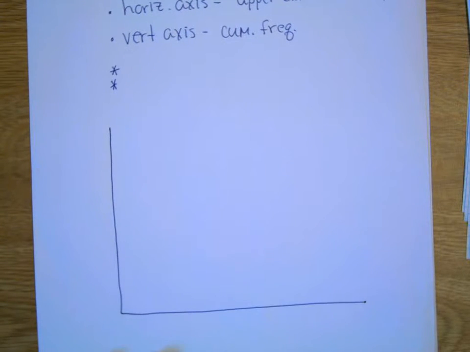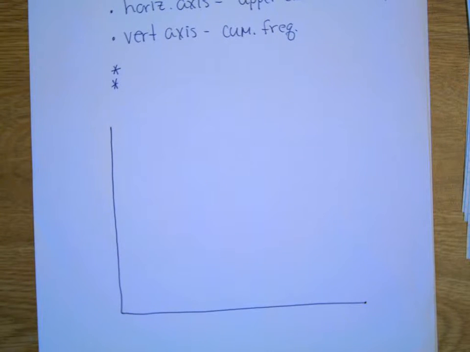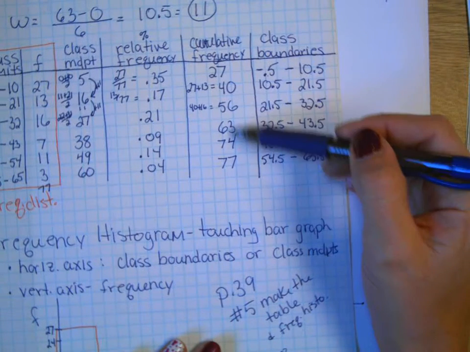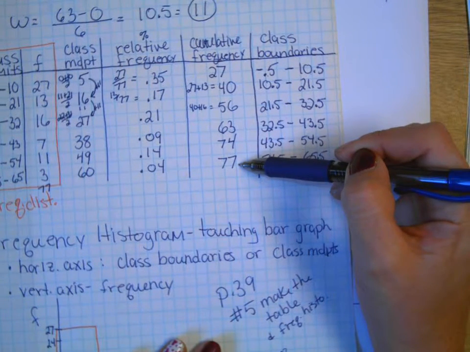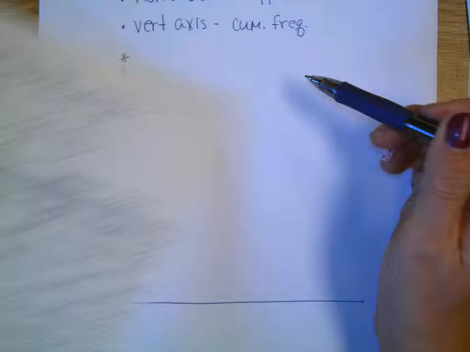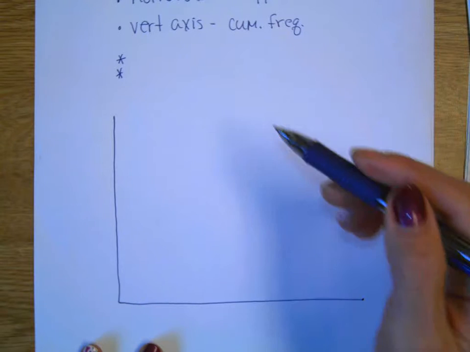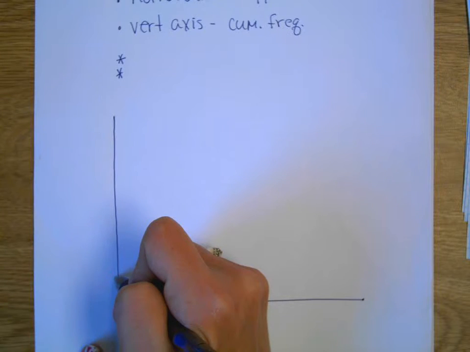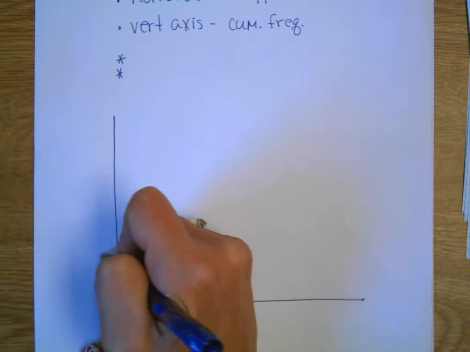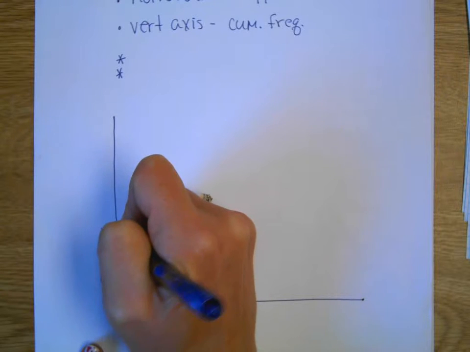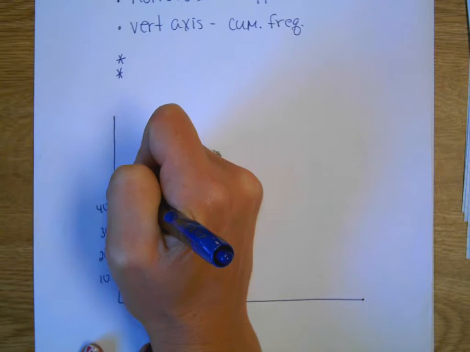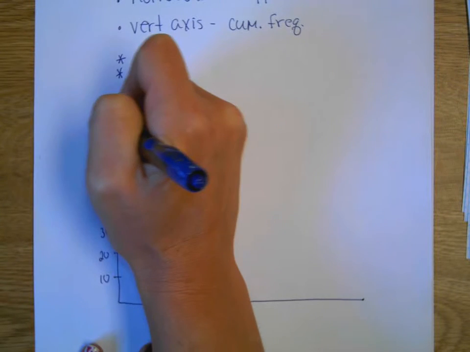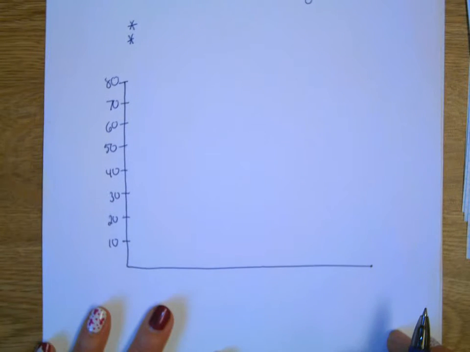Are we going? Okay, yes. Okay, we need cumulative frequency. What's my highest cumulative frequency? 77. If I need to get up to 77, what do you want to count by? 10. 10 sounds good. So we'll count by 10, because we got to get up to 77. That'll mean 8 marks. That's pretty reasonable. So, 10, 20, 30, 40, 50, up to 80. There's our cumulative frequency.